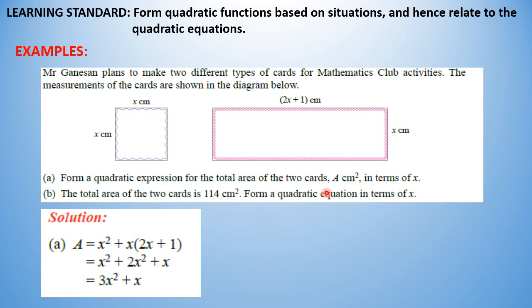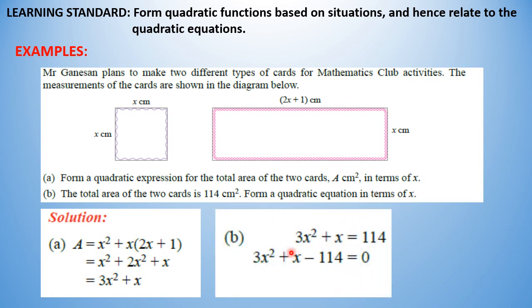For B, the total area of the 2 cards is 114. Form a quadratic equation in terms of x. So for your solution, the area equals 114. So you have to write 3x squared plus x equal to 114. And then change to general form. So 114 moves to the left hand side and becomes negative 114. On the right hand side, you write equal to 0 here. So your answer is in.